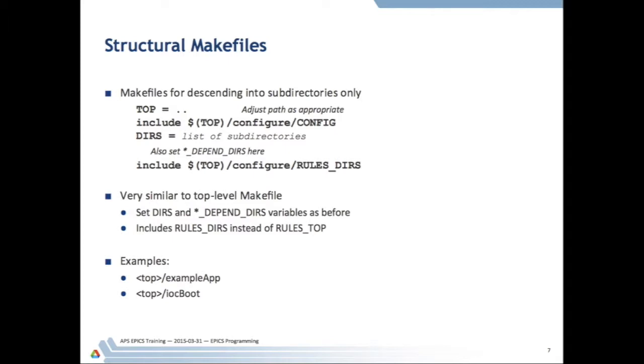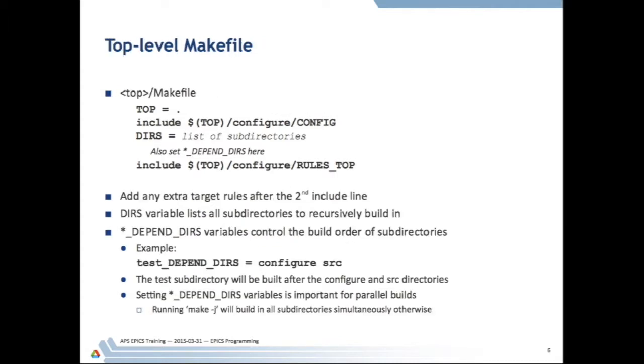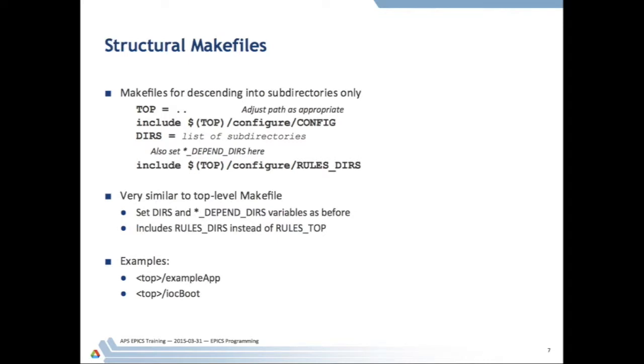The next kind are structural makefiles, and these are, as I said, almost the same as the top-level makefile. The only difference between this template and the previous one is that instead of including rules top after setting all the variables, we're now including rules DIRS. Exactly the same conditions apply as before. Examples of these kinds of makefiles are if you have an application, an example app, or some other app directory, that's going to be using one of these structural makefiles.